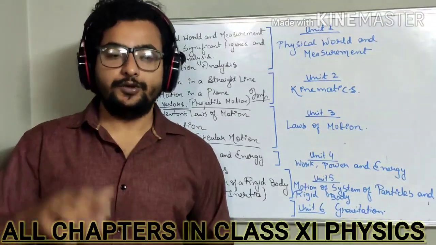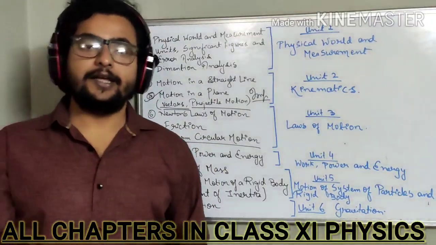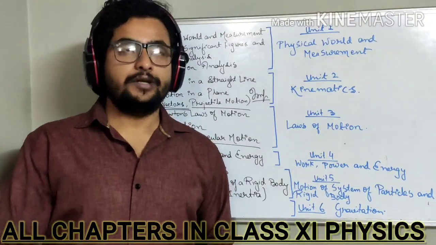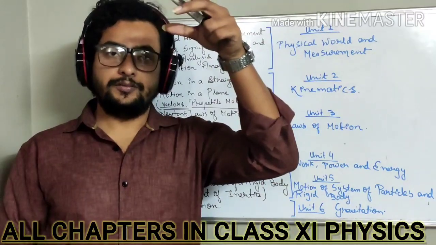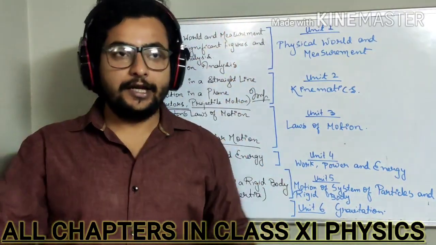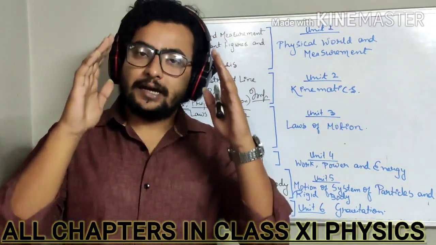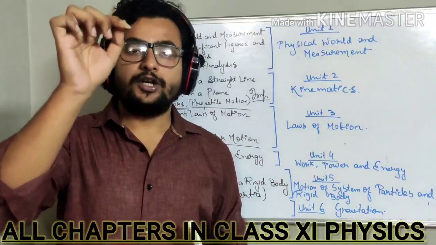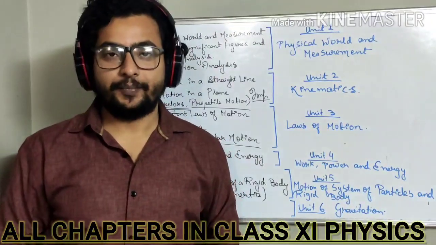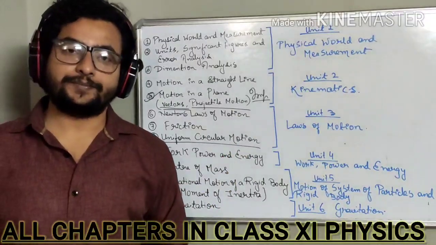Or have you seen, if you take a bucket and tie it to a rope and rotate the bucket in a vertical circle, when the bucket is at the topmost position containing the water, upside down, still the water will not fall from the bucket. Why does that happen? You will read in this chapter, uniform circular motion.